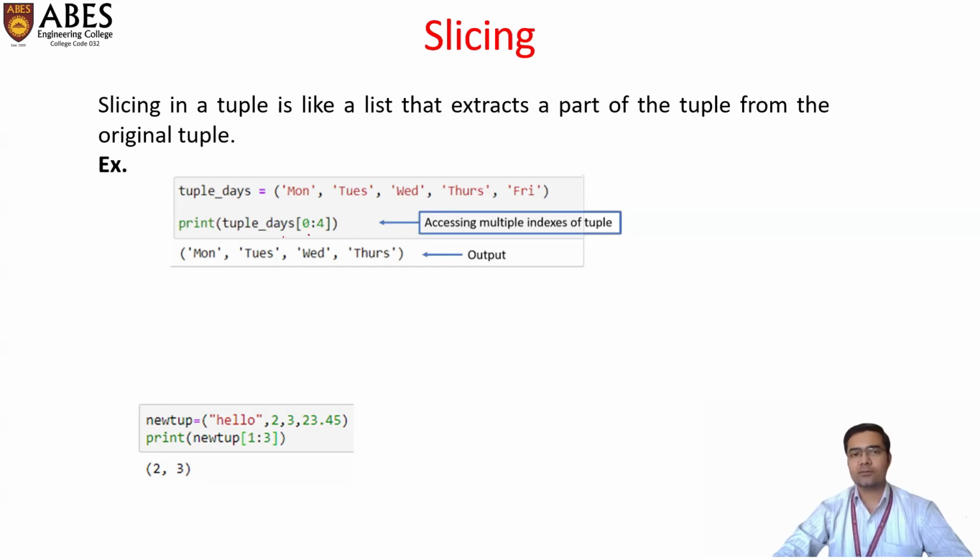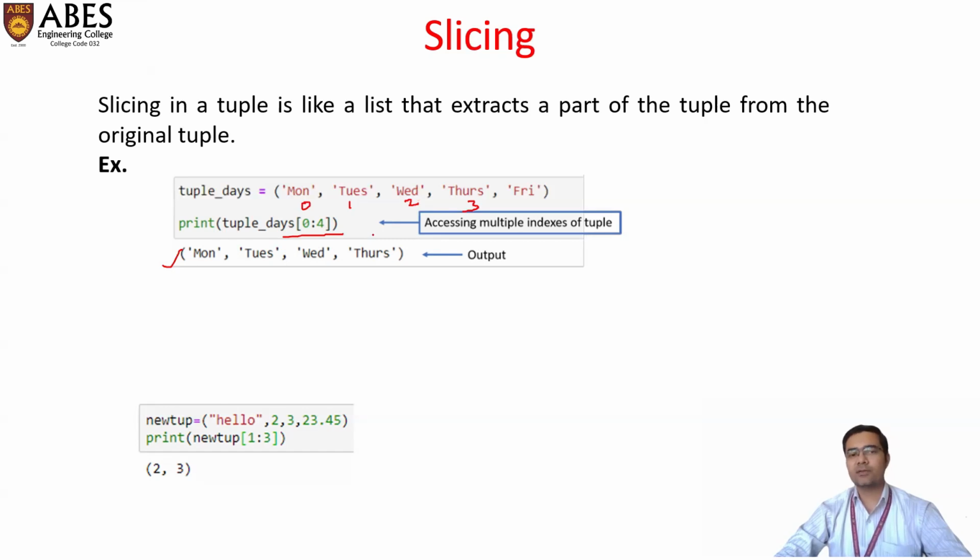So here we are printing tuple 0, colon, 4. And so we will print the 0th value, 1 value, 2 value, and 4 minus 1, that is the 3. So 0, 1, 2, and 3. So your answer will be Monday, Tuesday, Wednesday, and Thursday, simply.